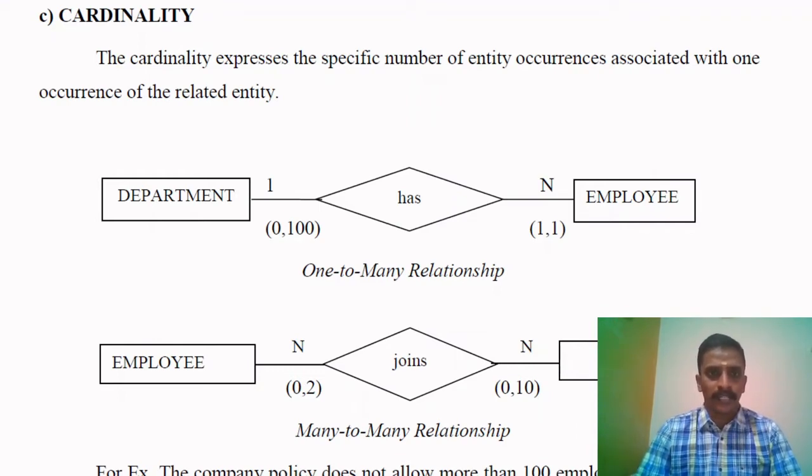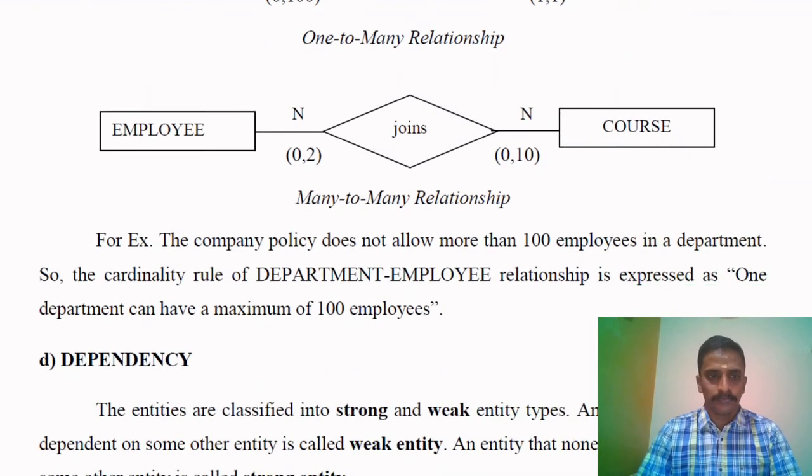Next, the cardinality. The cardinality expresses the specific number of entity occurrences associated with one occurrence of a related entity. There are two types of cardinality.